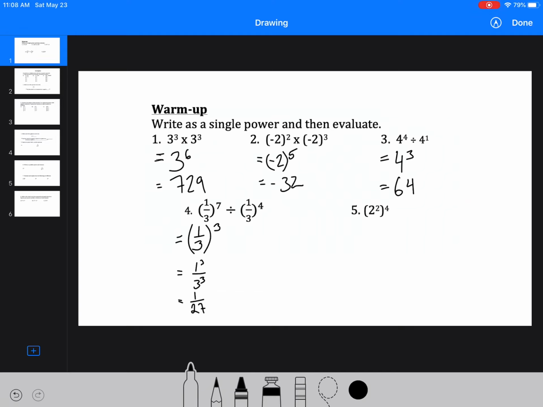All right, last one, power of a power. When we have a power of a power, we multiply them. So we get 2 to the 8. And then we're going to look at 2 to the 8 and evaluate it and get 256.